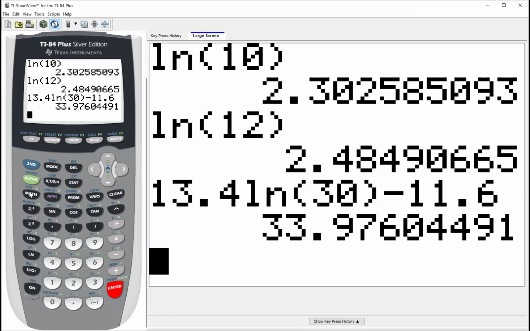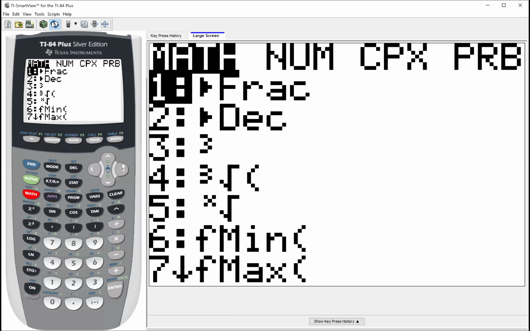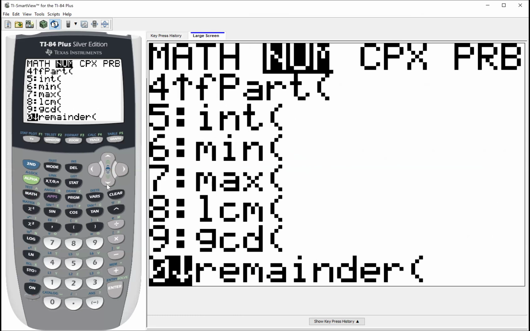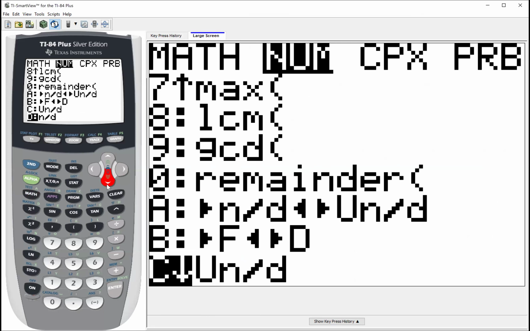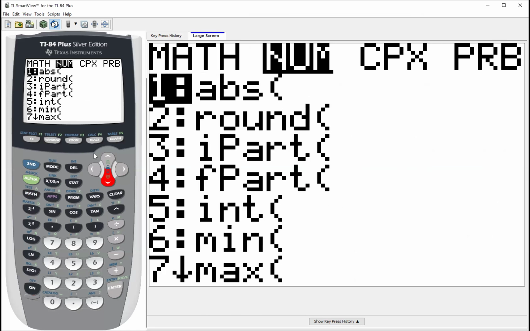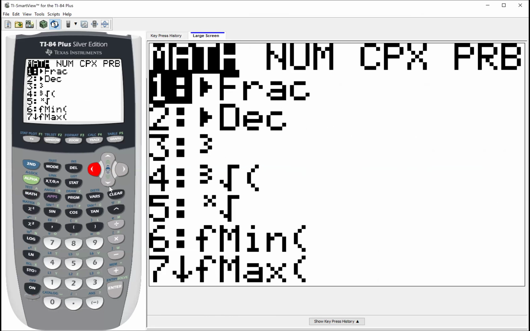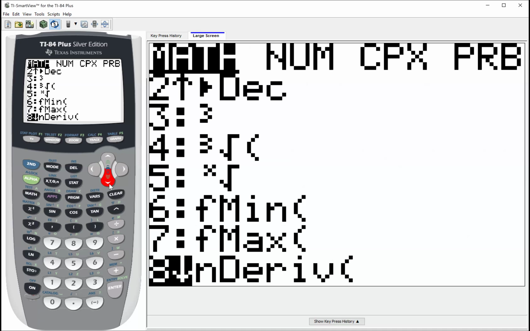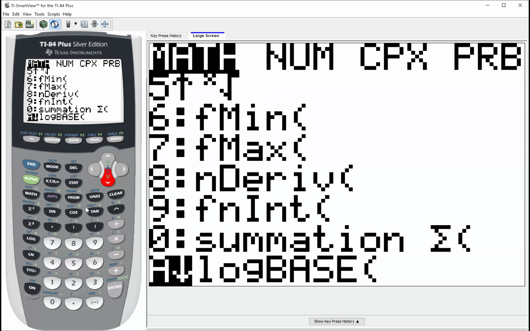If you go into math and arrow over to number and scroll all the way down, wait, I'm sorry, stay in math and scroll all the way down. So go into math, scroll all the way down to the bottom. And this is so slow, I apologize. You see how it says log base? You're going to choose log base.